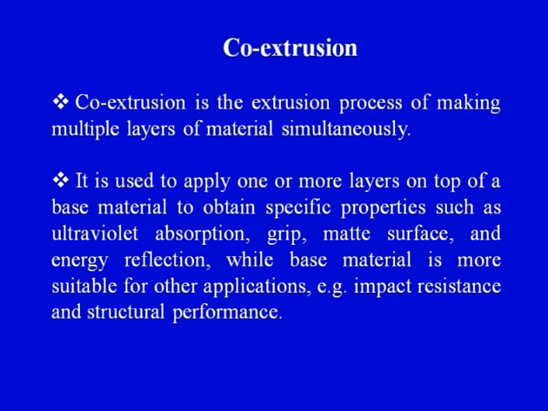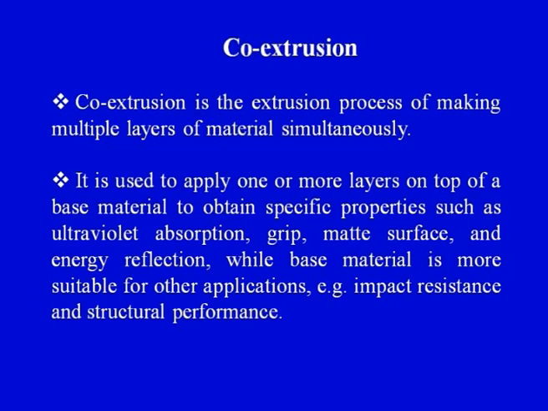Now what is co-extrusion? Co-extrusion is the extrusion process of making multiple layers of material simultaneously. Like we have seen in one of the processes, in which a film of plastic is coming out of the extrusion machine or extrusion process. This film can have different layers. Why? Because we require certain specific properties.